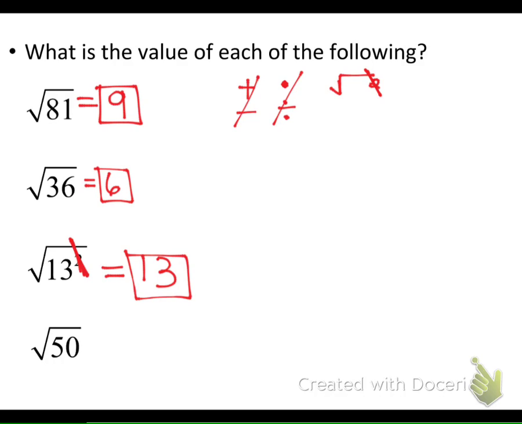Now the last one. The square root of 50. If you go and type into your calculator the square root of 50, are you going to get a perfect square? No. These here are perfect squares where it worked out perfectly. I don't have any decimal.